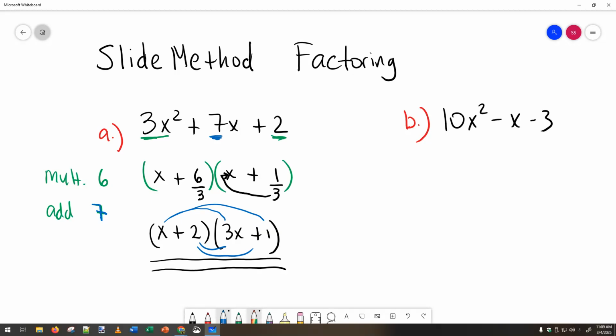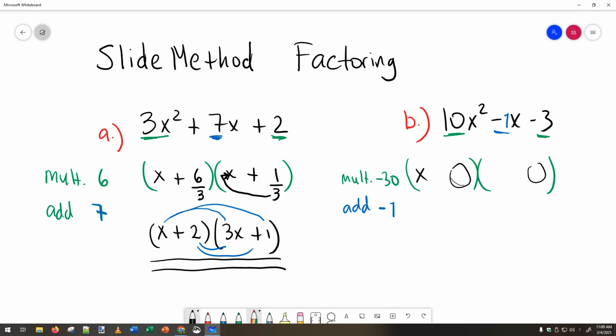So let's try that with this one. So again, the first thing you do is multiply this number times this number. Okay, so they multiply to get -30. And then the number in front of the middle term here is a 1, or -1. So now we're looking for two numbers that multiply to get -30 and add to get -1. And those go here and here.